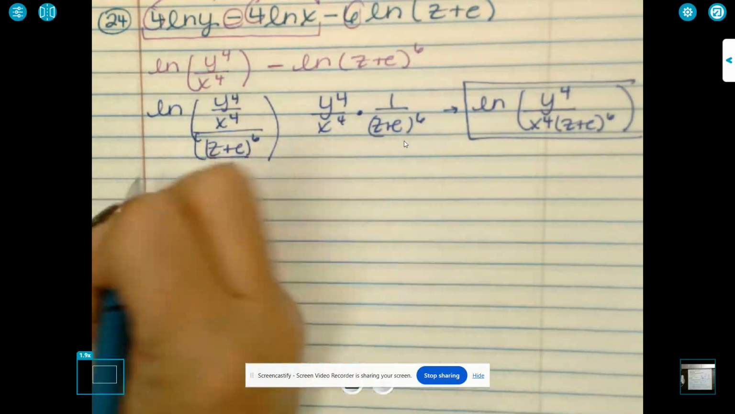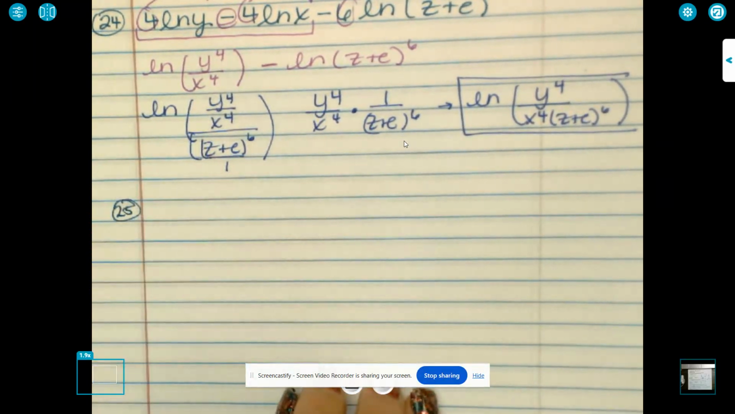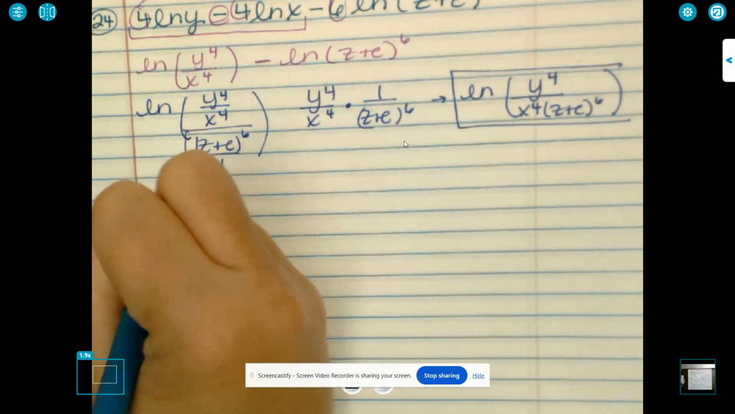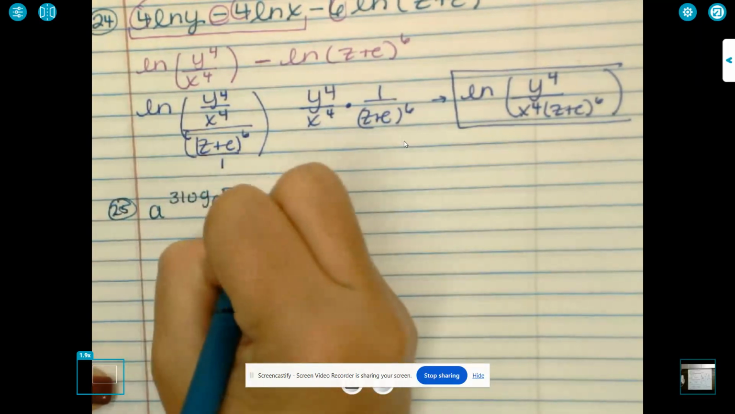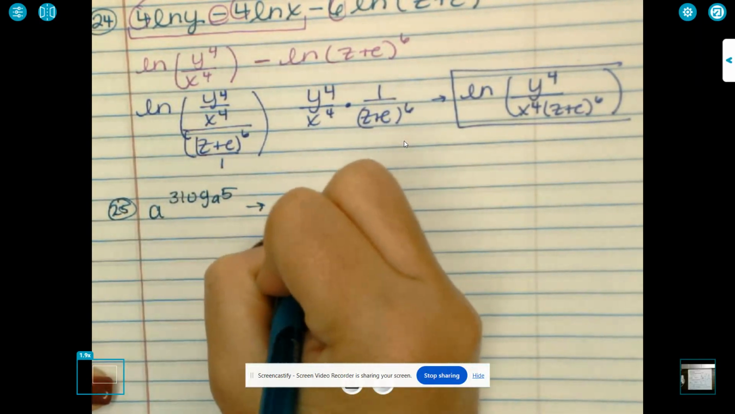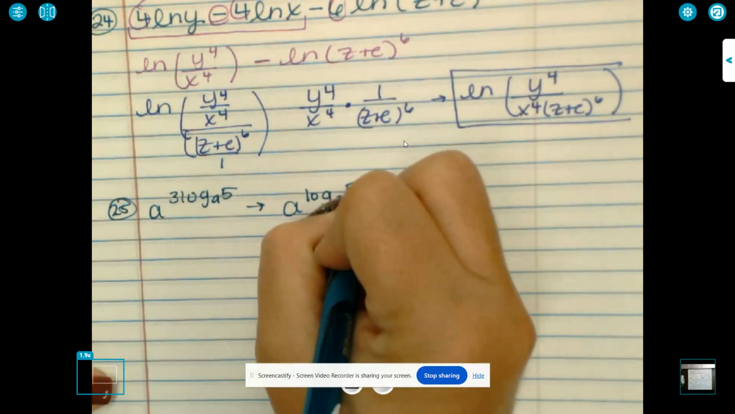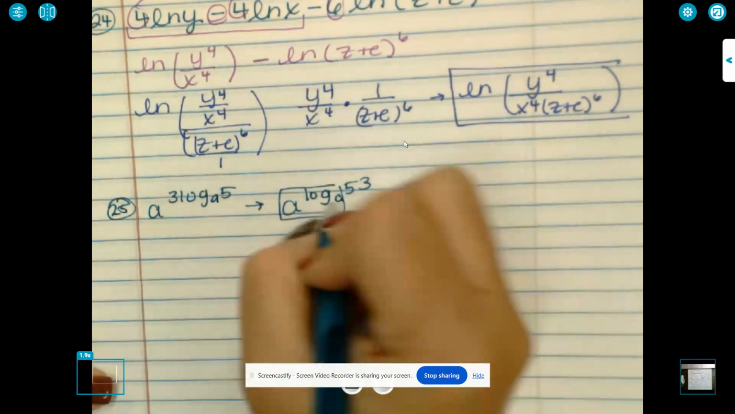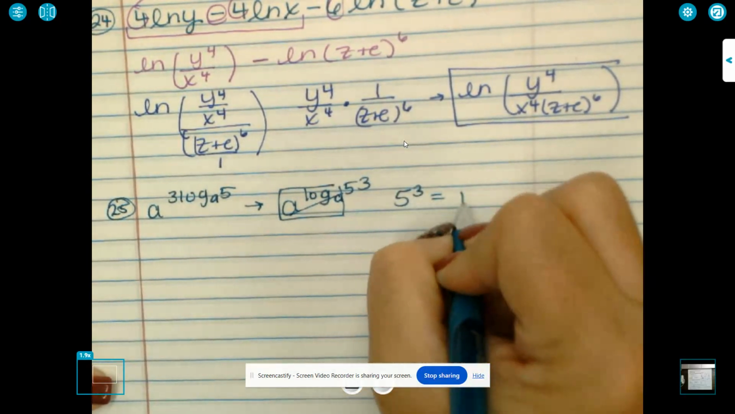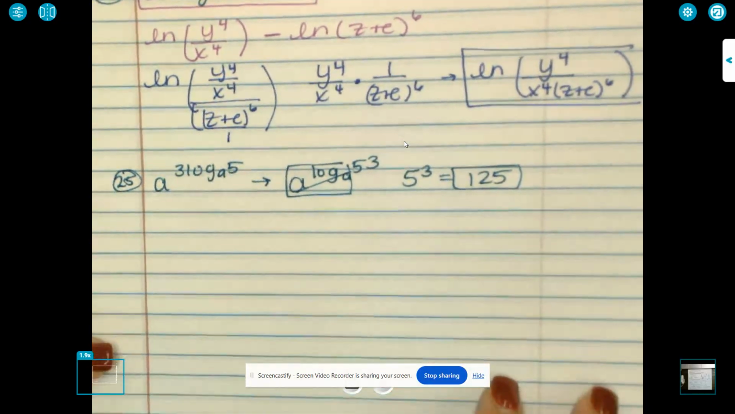All right, 25. So again, we're going to bring that 3 up. And then the a and log a are going to cancel, so we're left with 5 cubed, which is just 125.